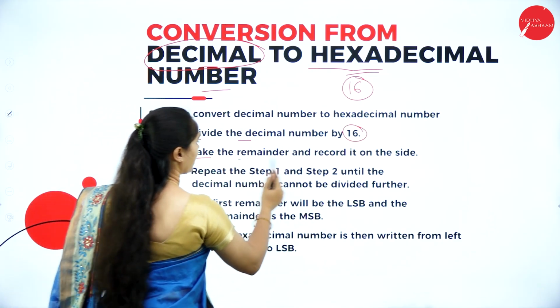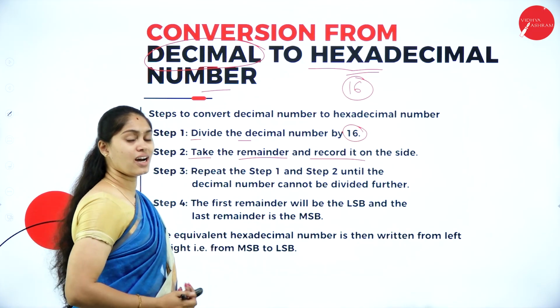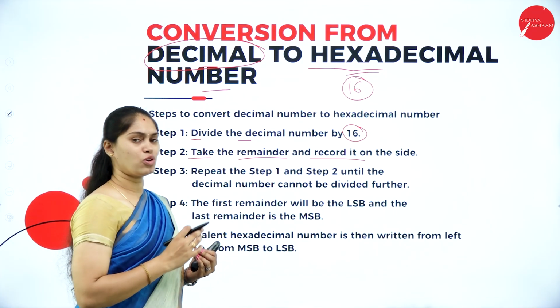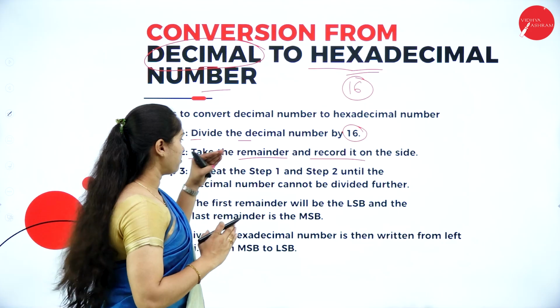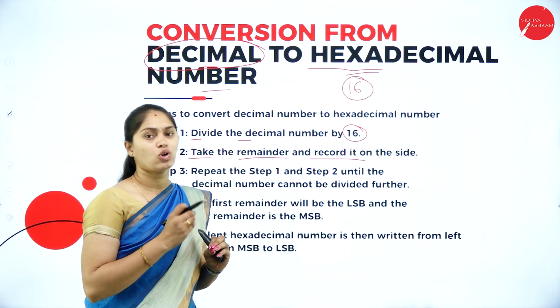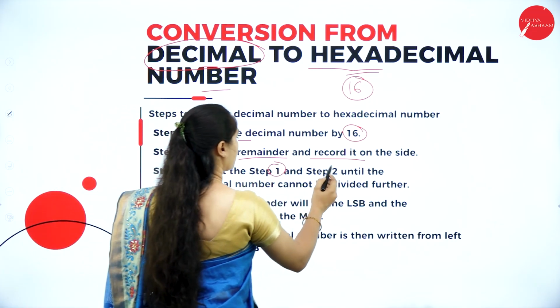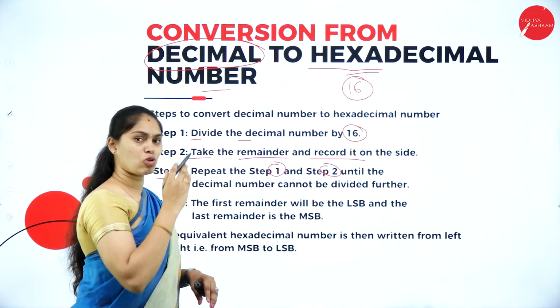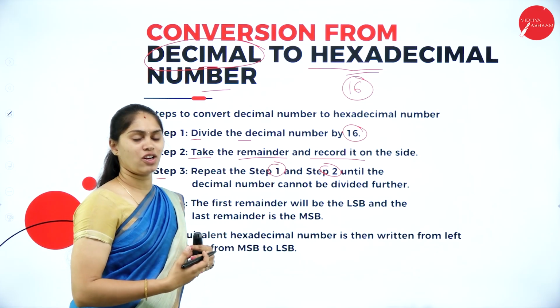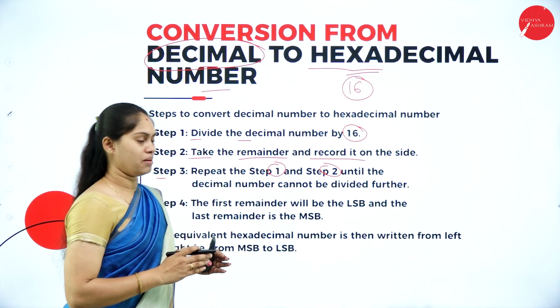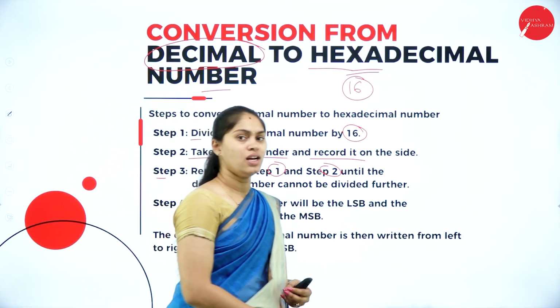After that, we have to take the remainder and record it on the right side. So here we have to record. We have to look into the remainder and the quotient that we are getting. In step 3, we have to repeat step 1 and step 2 until the quotient becomes 0 or where we cannot further divide the decimal number. Up to that, we have to divide.